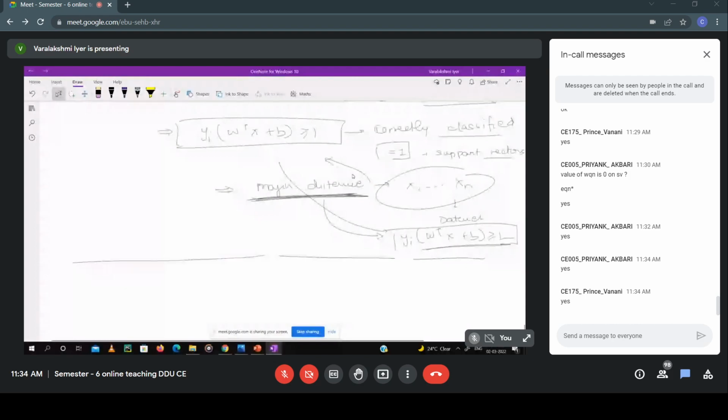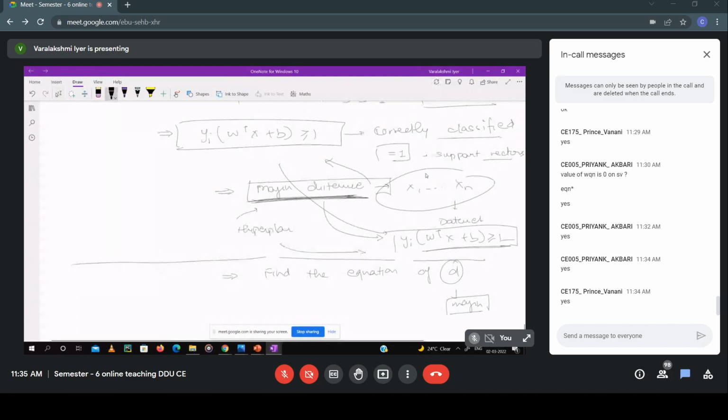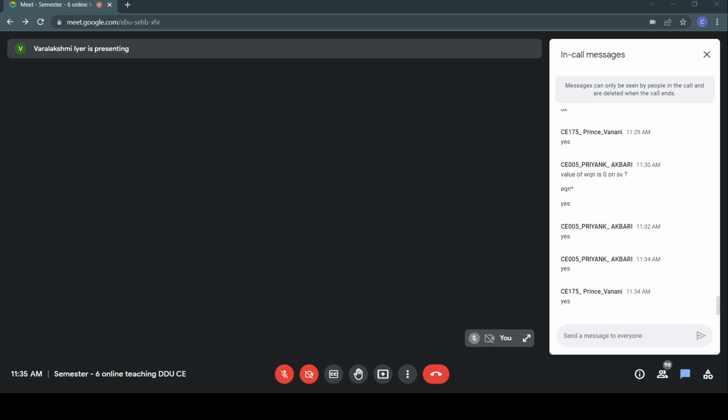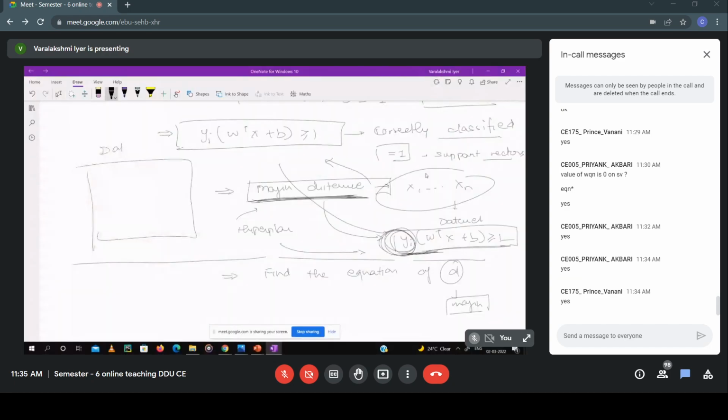Now our next target is to find the equation of D, that is the margin distance. We have found the condition. First, we have to maximize the margin distance and find a hyperplane equation such that this condition also needs to be satisfied, where yi is our target attribute value. yi is the target attribute value that is present in your data set, and w transpose x plus b we are calculating based on the equation of the hyperplane.